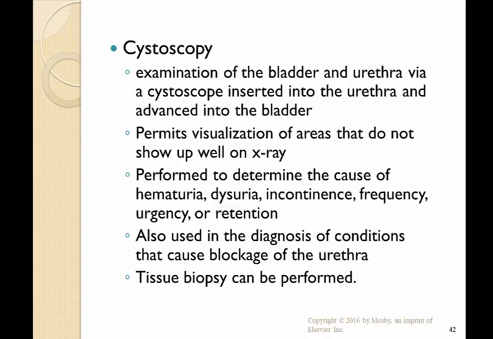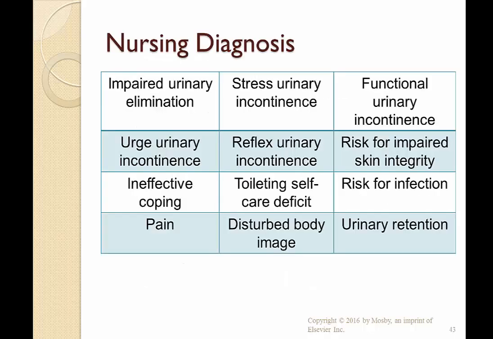We can do a cystoscopy, which is an examination of the bladder and urethra through a cystoscope, which is inserted in the urethra and advanced to the bladder. We can visualize the areas that don't show up well on x-ray. It can be performed to determine what is causing someone to have hematuria, dysuria, incontinence, frequency, urgency, or retention. It can diagnose conditions that cause blockage of the urethra, and if we need a tissue biopsy of the bladder or the urethra, we can obtain that through this cystoscope.